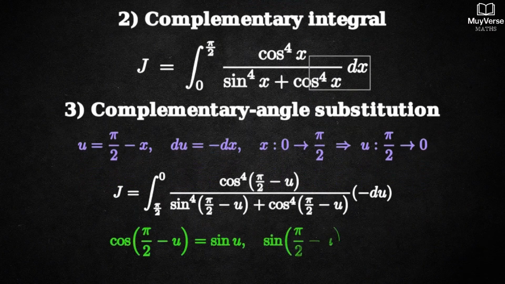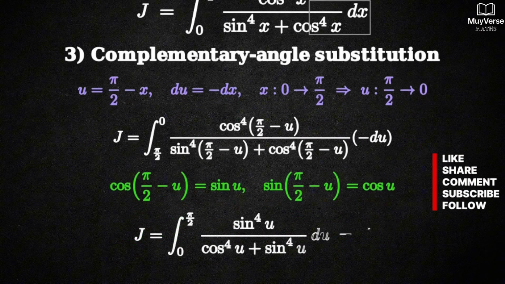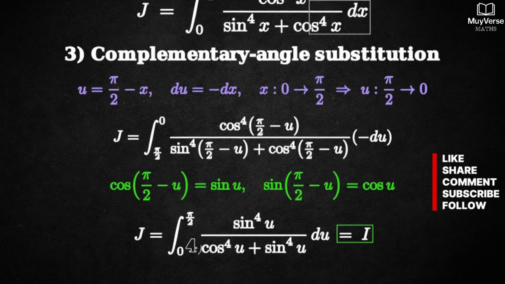Using the cofunction identities, cosine of pi over 2 minus u equals sine u, and sine of pi over 2 minus u equals cosine u. Therefore, J becomes the integral from 0 to pi over 2 of sine to the fourth of u over cosine to the fourth of u plus sine to the fourth of u du, which is exactly I. So J equals I.